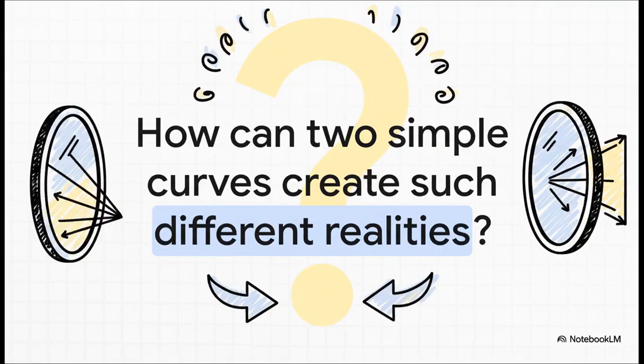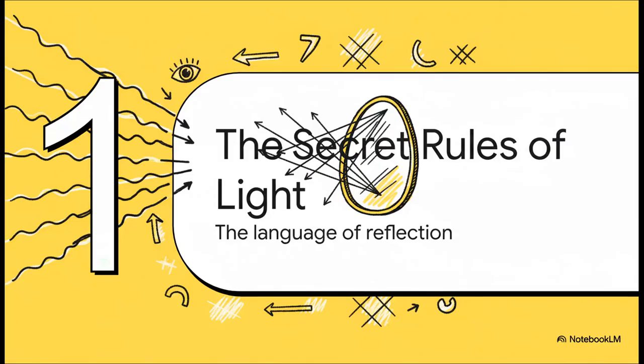So, what's going on here? How can just a simple change in the direction of a curve completely flip the script on what we see? That's the big question, and we are going to solve it right now. To crack this code, we have to start with the basics. We need to learn the language that light itself speaks.